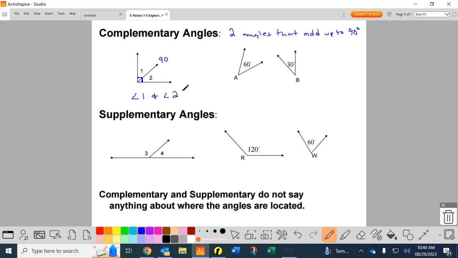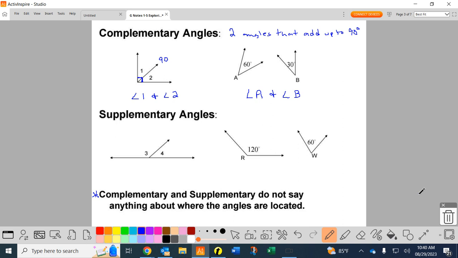Now, there's something unique about complementary and supplementary. They don't have to be adjacent to each other. It doesn't say anything about where they're at. So even if they're floating separately like this, as long as they add up to 90, they can still be complementary. So angle A and angle B are still complementary even though they don't touch each other. A lot of people struggle with that. A lot of people forget that just because they don't touch, they think they can't be complementary or supplementary. Angle A and angle B would also be complementary to each other.